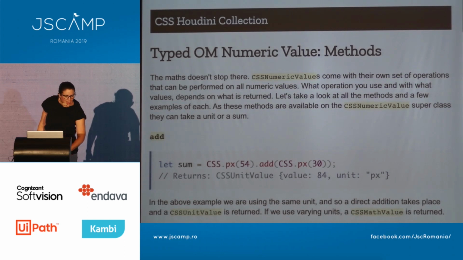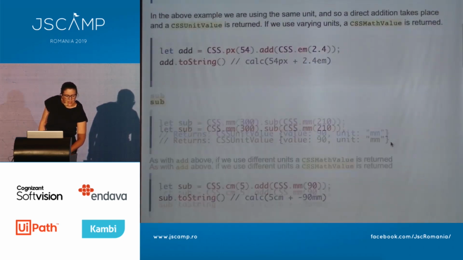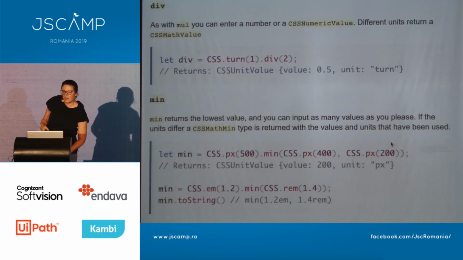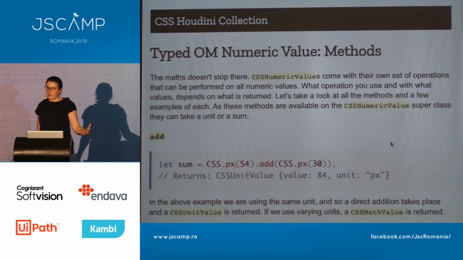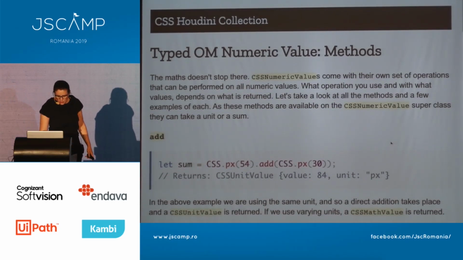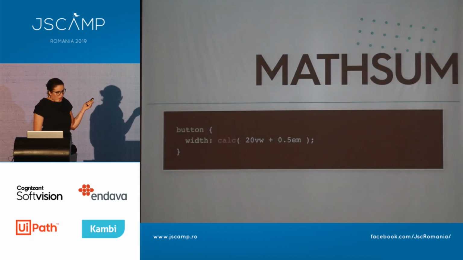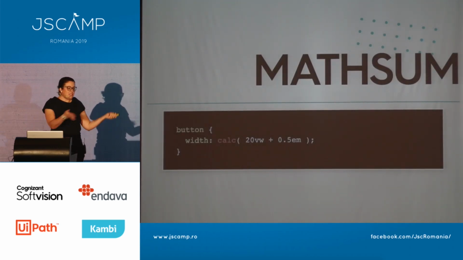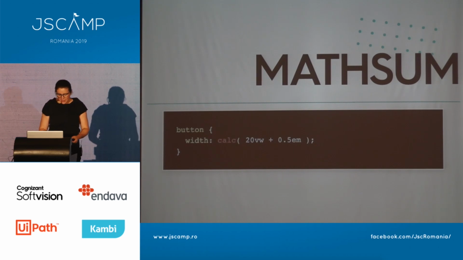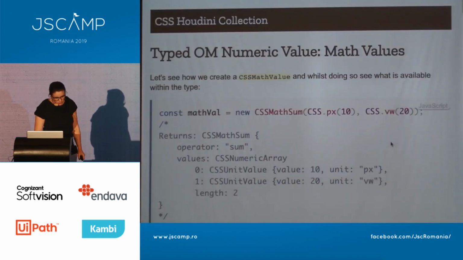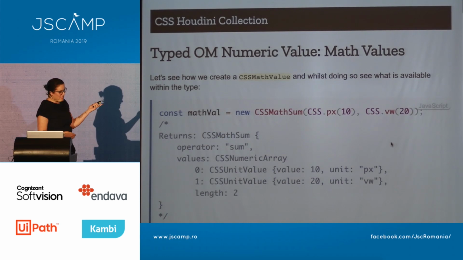We can do things like add, subtract, multiply with these types that we've created, find the min and max, just because we're working with these types. Math sum, just to cover that. This is, like I said, when you use calc in CSS, we get back the calculation that we're doing and the units.